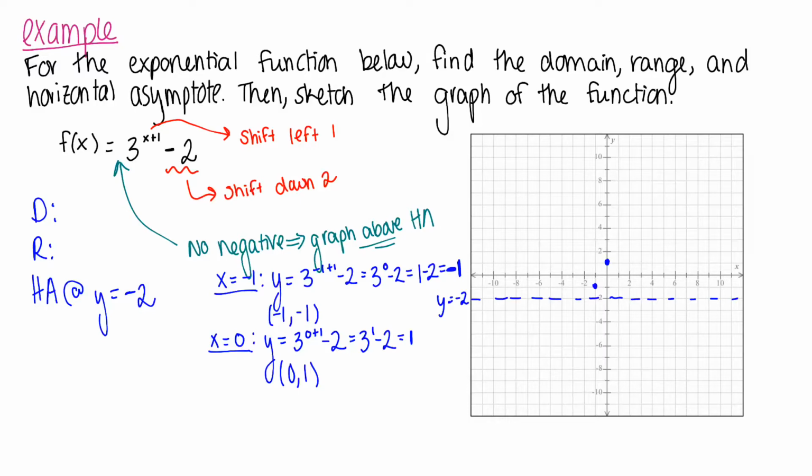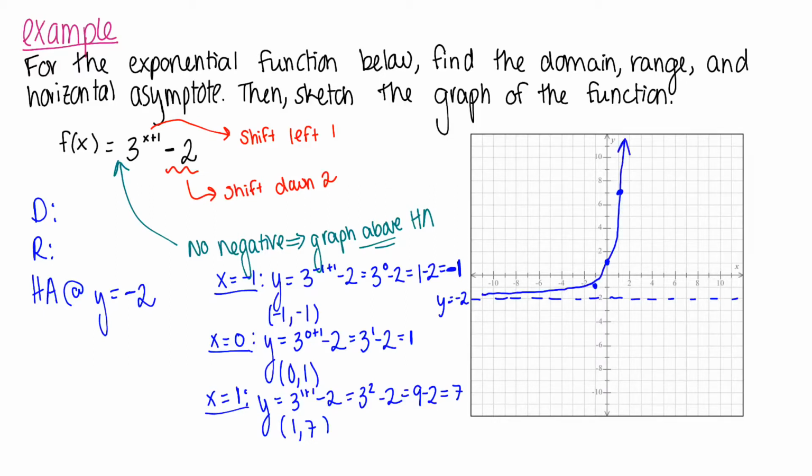Now you only need 2, but I'm going to do another one. I'm just going to give us 1. So y equals 3 raised to the 1 plus 1, minus 2. So 3 squared minus 2. That's 9 minus 2, which is 7. So we have the point 1, 7. And the graph looks just like that.